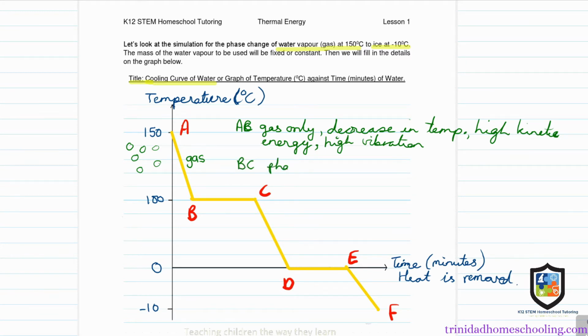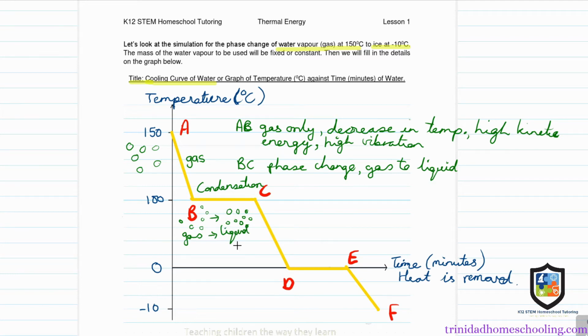At BC we have a phase change from gas to liquid. What did we see on our simulation? What was this called? Condensation. Condensation was happening here. We are taking the gas molecules spread far apart and bringing them a little closer together to form liquid water molecules. And here there is gas and liquid at the same time at BC.